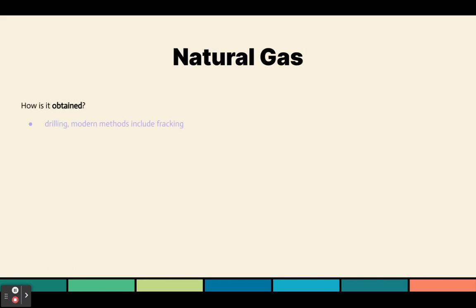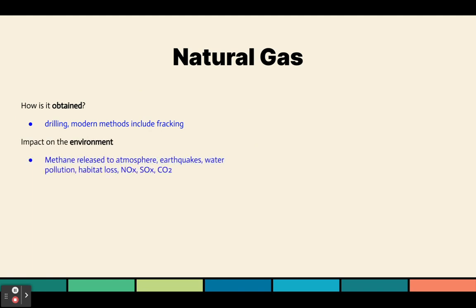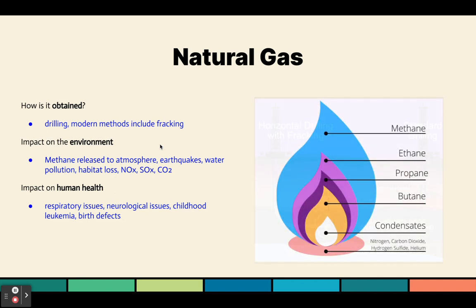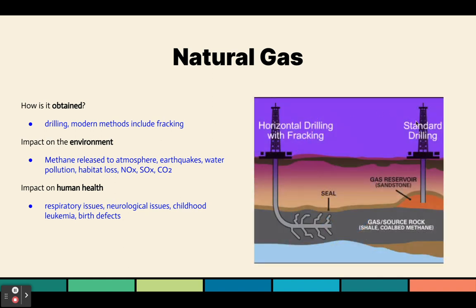Now, natural gas is very similar, except gas is not oil. It's a gas form. It's methane. So the way that we get it is you can do standard drilling. You can drill into the ground, or what's very common now is what's called fracking.